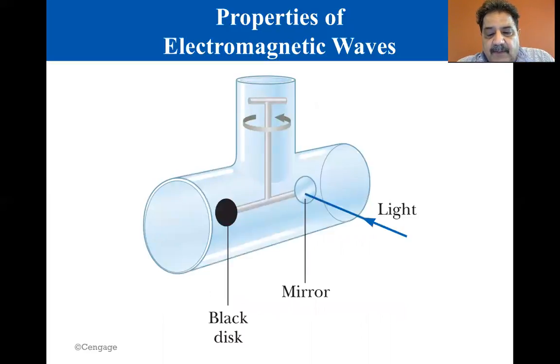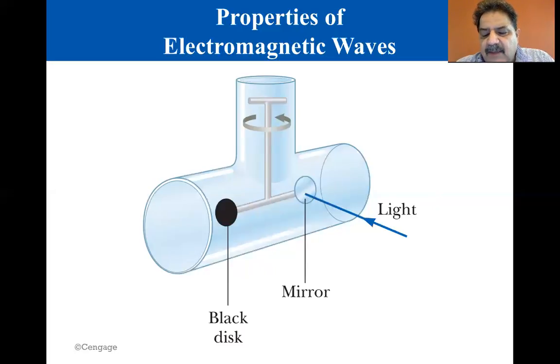Okay, this figure is an apparatus for measuring the radiation pressure of light. In practice, the system is contained in a high vacuum. Although radiation pressures are very small, about 5 times 10 to the minus 6 newtons per meter squared for direct sunlight, they have been measured with a device like the one shown here. Light is allowed to strike a mirror and a black disc that are connected to each other by a horizontal bar suspended from a fine fiber.